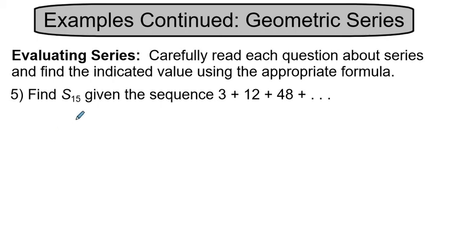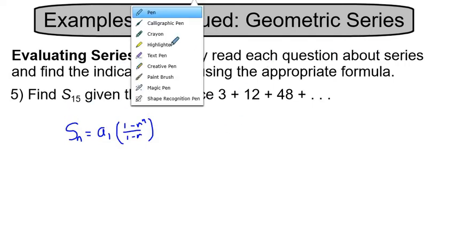So in these problems, we're going to continue to look at the formula S of n is equal to a1 times 1 minus r to the n over 1 minus r. The difference is, instead of being given the information in sigma notation, we have to get the information from reading the question carefully, as the directions say.